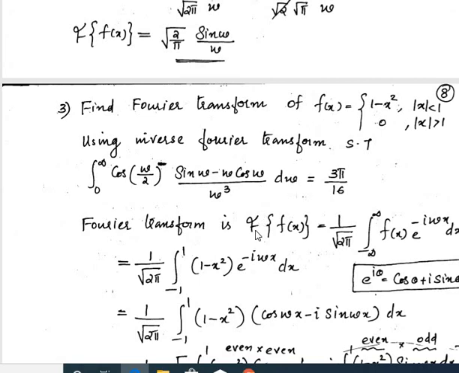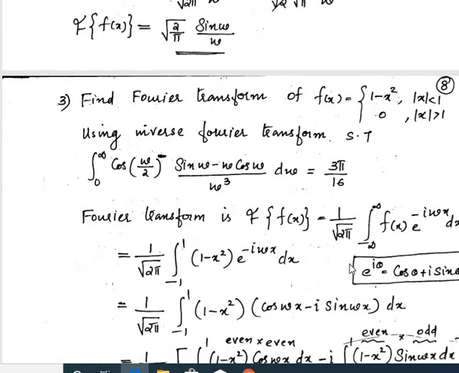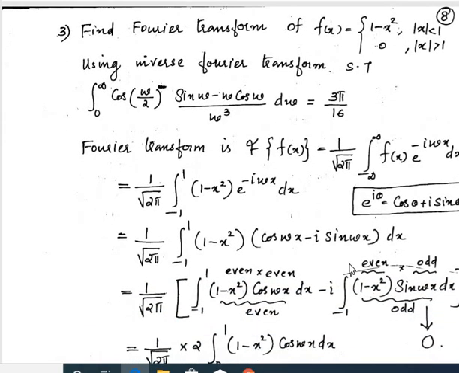So first we write the Fourier transform formula, that is 1 by root 2 pi integral from minus infinity to plus infinity of f of x e raised to minus i omega x dx. And the function is defined for mod x less than 1, and as said earlier, mod x less than 1 means x varies from minus 1 to 1, and the corresponding function value is 1 minus x square. And we can expand this e raised to minus i omega x. We know that e raised to i theta is cos theta plus i sin theta. So e raised to minus i omega x is cos omega x minus i sin omega x.